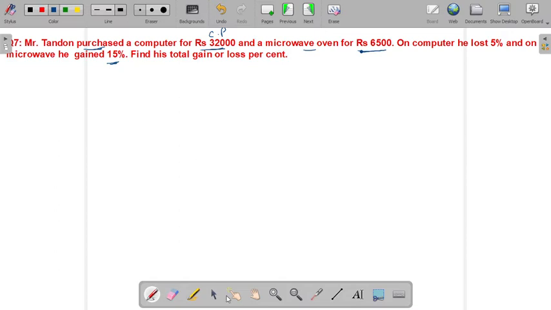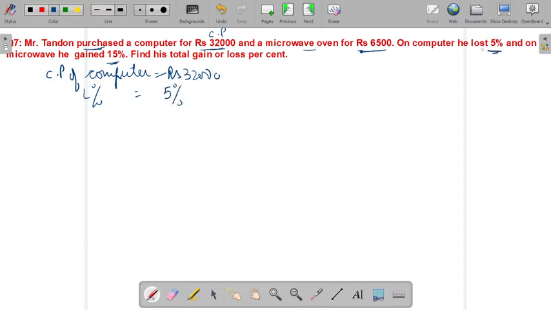Means in this question, we have to find out the selling price of both of them in different conditions, and then we will find out its total gain or loss percent. So separately we will find out the selling price of both of them. So cost price of computer equals rupees 32,000 and on that loss percent is given according to the question, 5%.